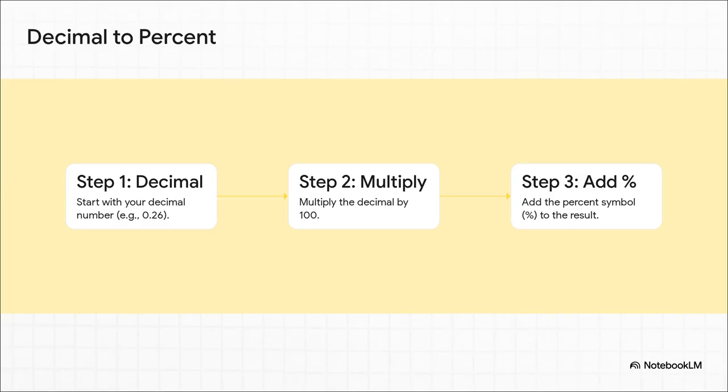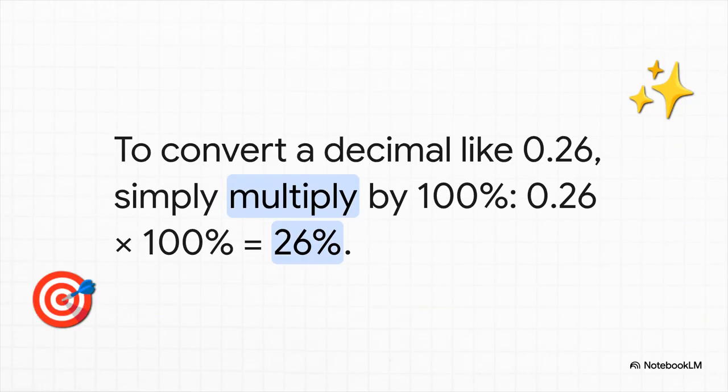Now, what about decimals? Well, believe it or not, it's even more direct. Since percent means per 100, all you have to do is multiply your decimal by 100 and then slap that percent symbol on the end to show what you did. For example, take the number 0.26. You multiply it by 100, you get 26. You add the symbol, and boom, 26%.